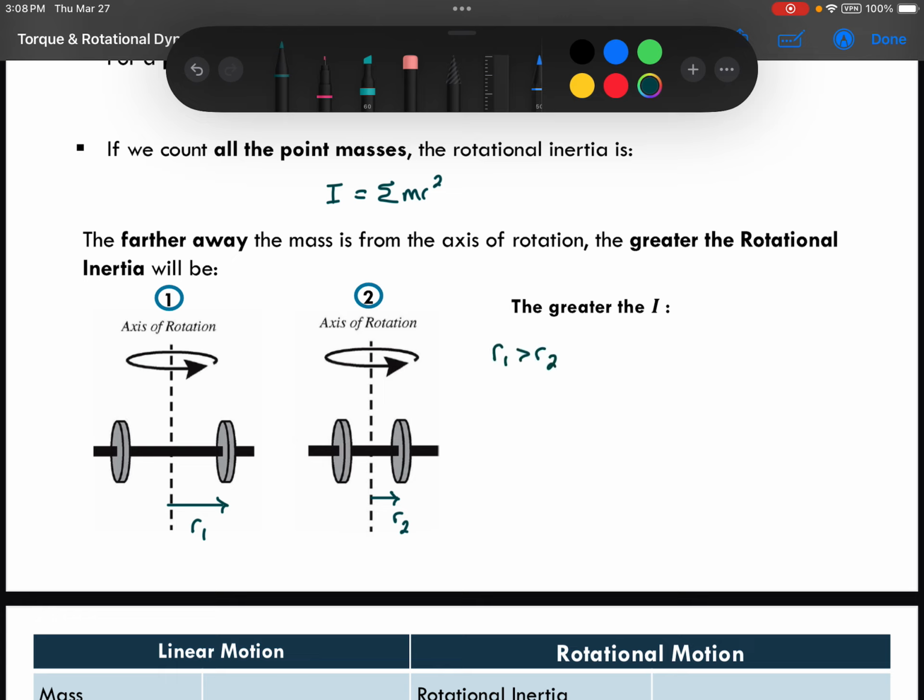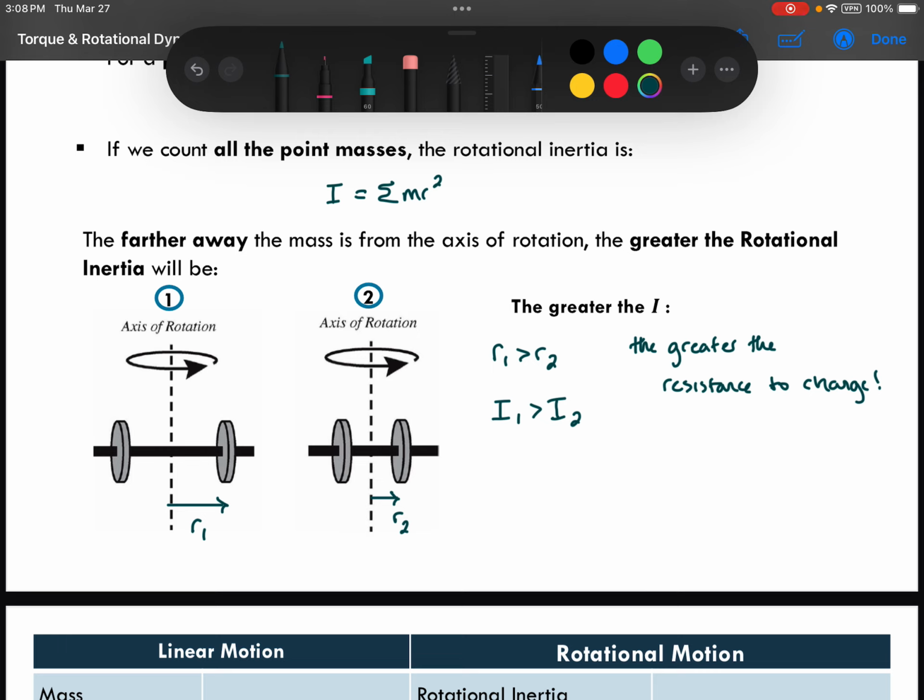Okay, so r1 is greater than r2. That means, since we know the moment of inertia is proportional to that distance squared, that I1 should be greater than I2. So the moment of inertia in case 1 is greater than the moment of inertia in case 2, which means the greater the moment of inertia, the greater the resistance to change. So the greater the I, the greater the resistance to change.